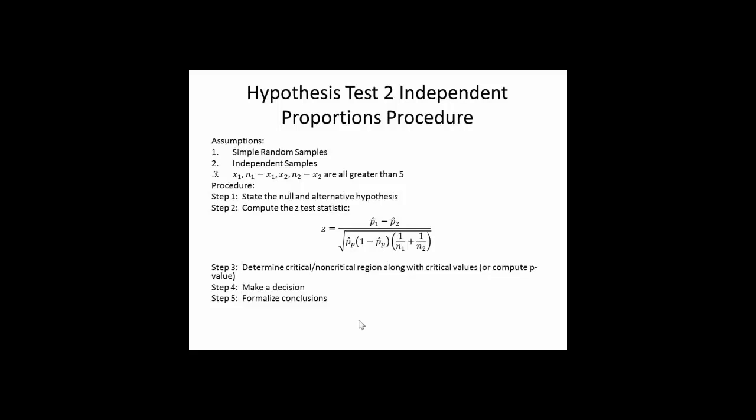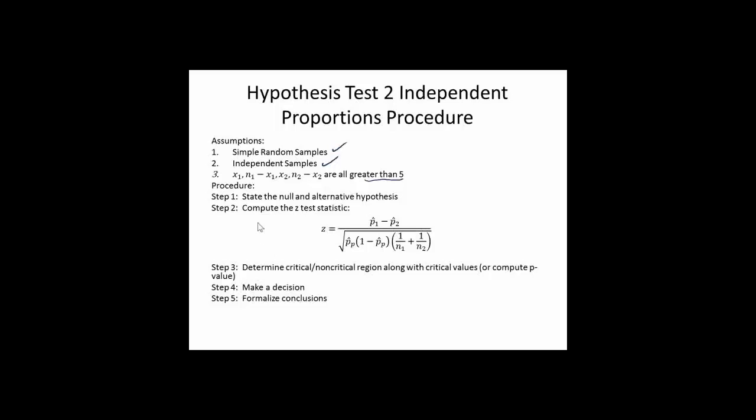So the procedure for the difference in two proportions is again that we have simple random samples from both populations, and secondly that we have independent samples. This is going to be the important thing here as well. And that our check, that X1, our successes and failures for the first population, our successes and our failures for our second population, again, are all greater than 5. So we do that little pre-check.